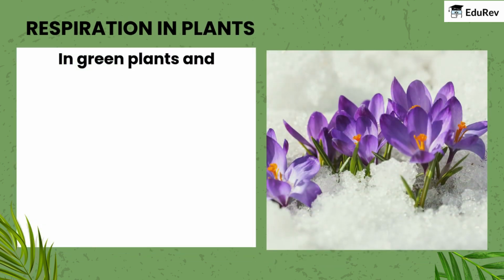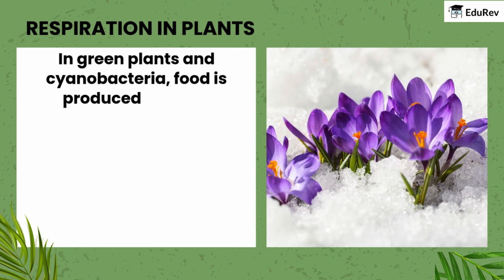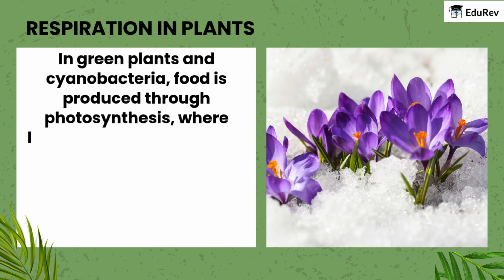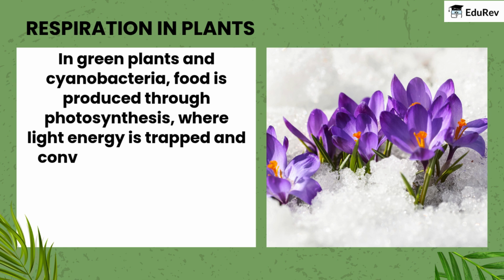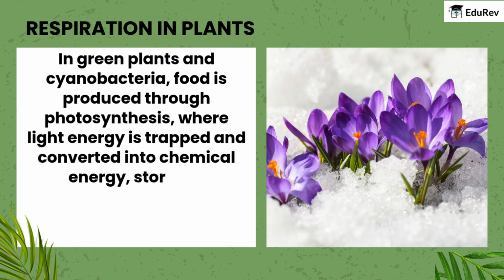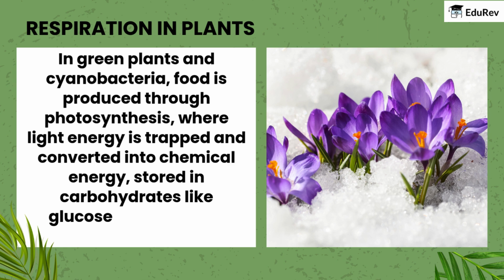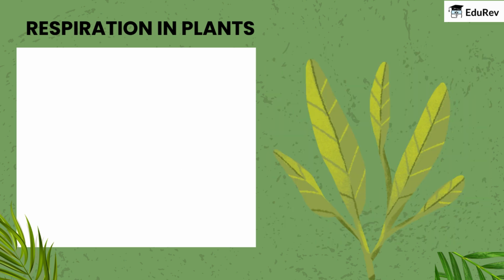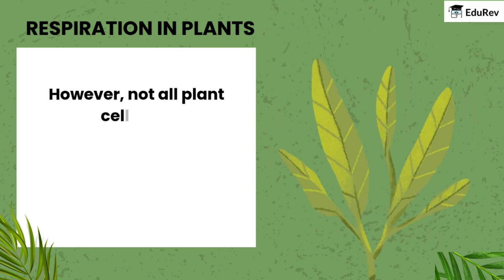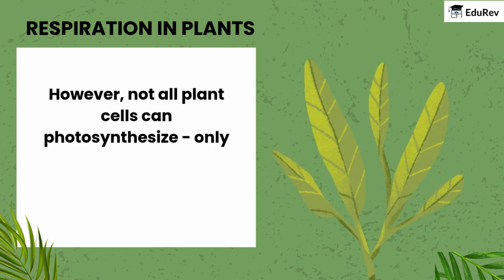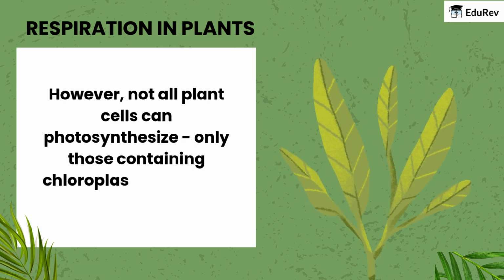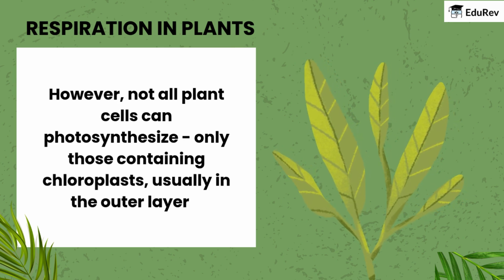In green plants and cyanobacteria, food is produced through photosynthesis, where light energy is trapped and converted into chemical energy, stored in carbohydrates like glucose, sucrose, and starch. But not all plant cells can perform photosynthesis, only those that contain chloroplasts, usually in the outer layers.